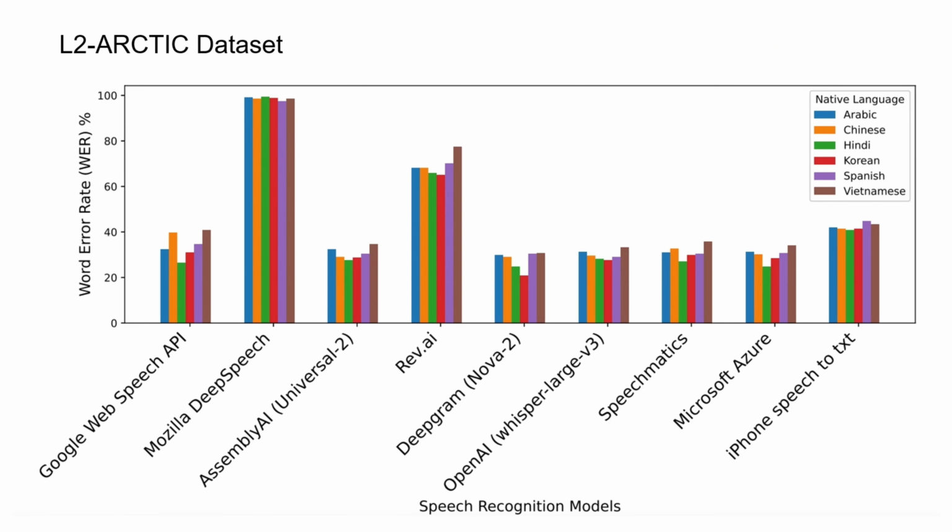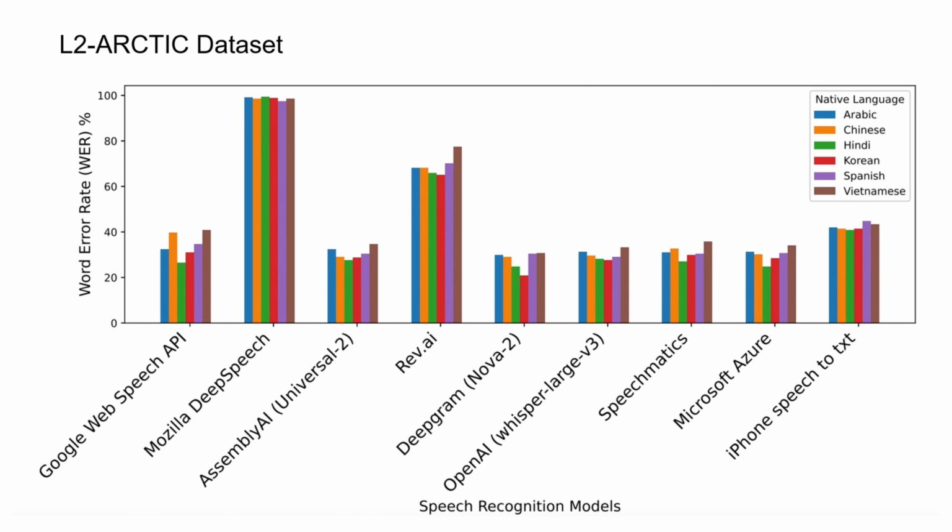with WER exceeding 95% across all accents, suggesting that this model lacks the ability to generalize to non-native English speech. In contrast, cloud-based ASR models such as AssemblyAI, OpenAI Whisper, and Deepgram consistently achieve lower WERs, highlighting their superior ability to process accented speech.